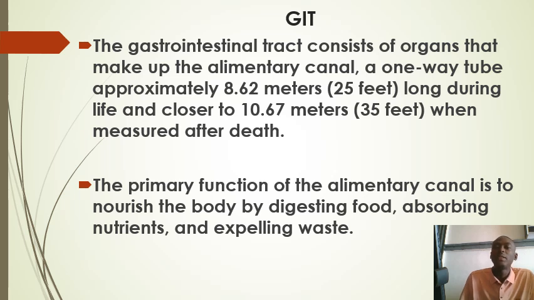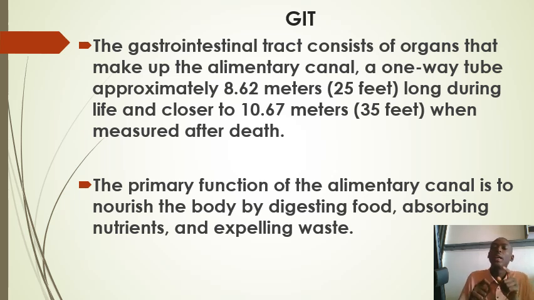The GIT consists of organs that make up the alimentary canal. We've already talked about the organs: the mouth, the esophagus, the stomach, the small intestine, and the large intestine. It is also a one-way tube, starting from the mouth and terminating at the anus.